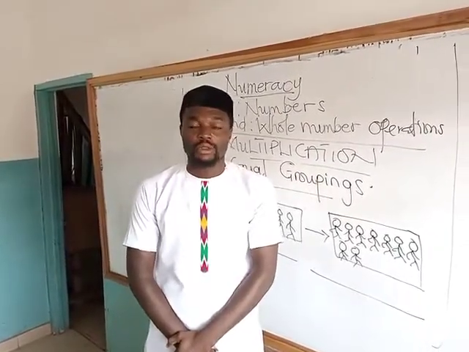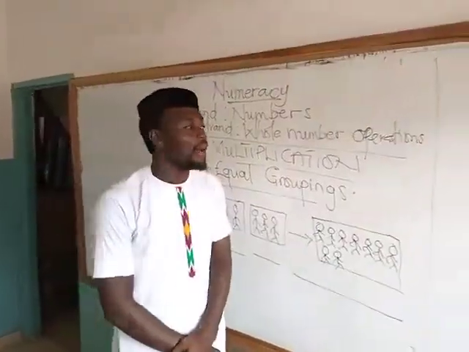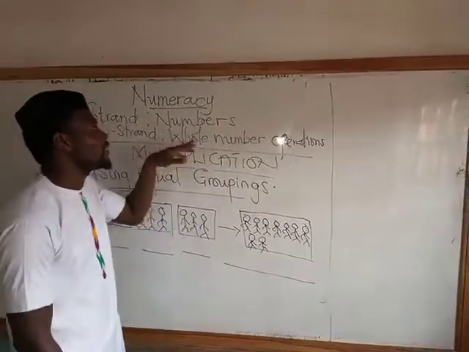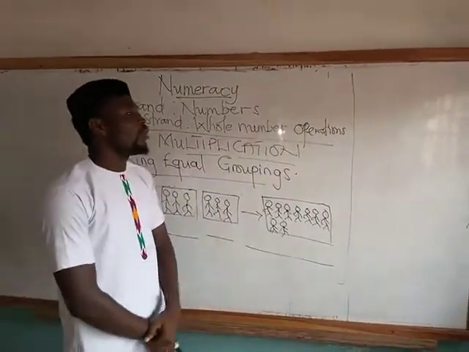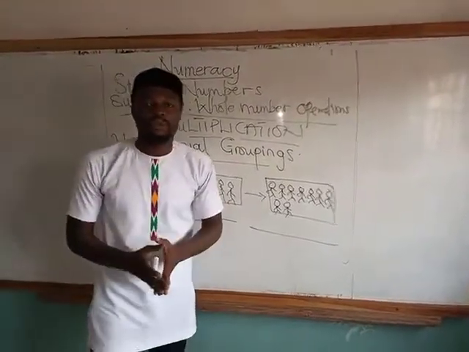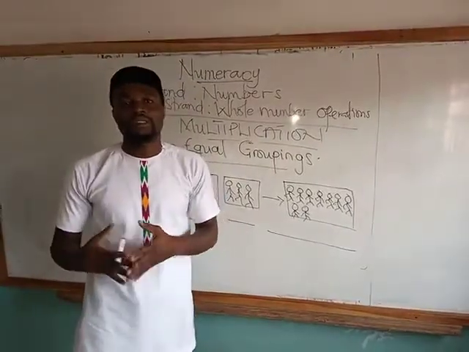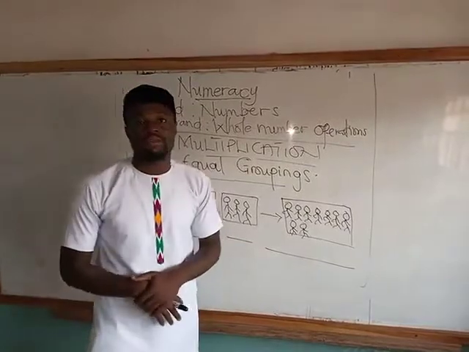In January. So please, as you can see on the board, we'll be looking at numbers. That's the strand. The main topic is numbers, and the subtopic, what we call the substrand, is whole number operations. Under whole number operations, you remember we learned about addition and subtraction. So this time around we'll be looking at multiplication.